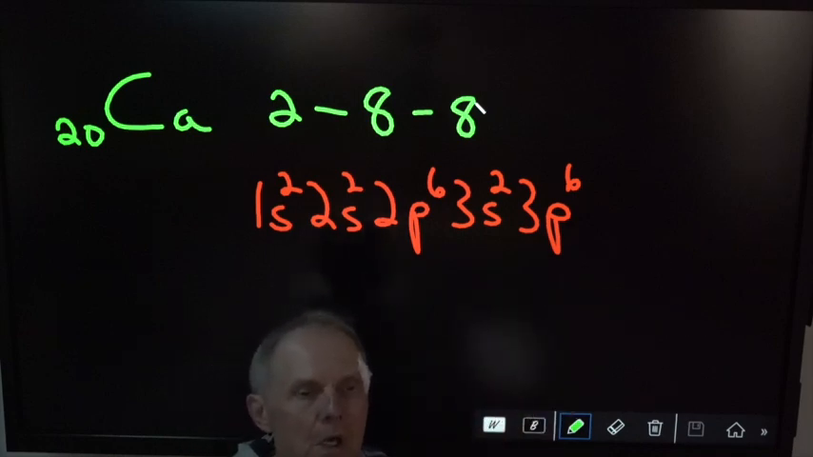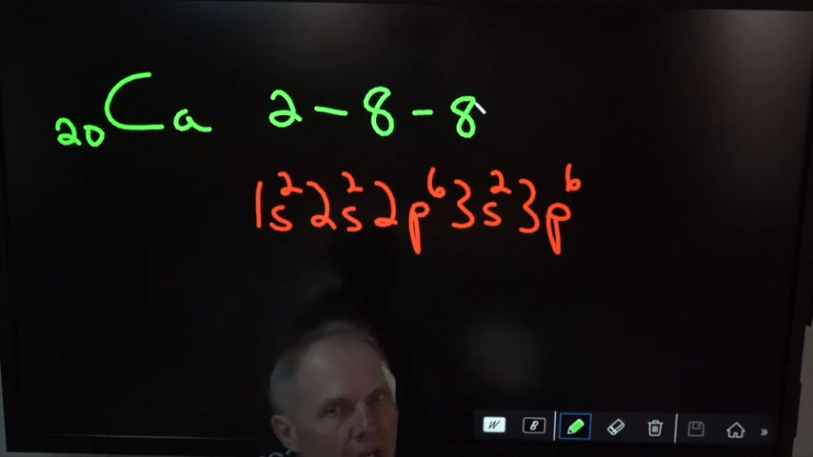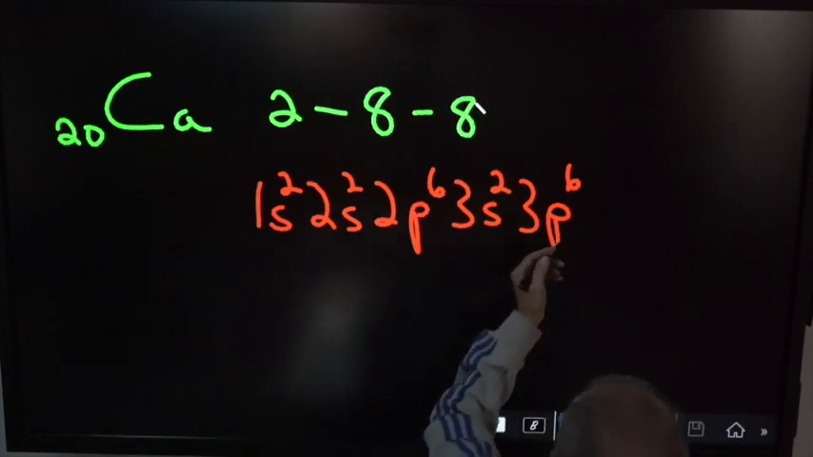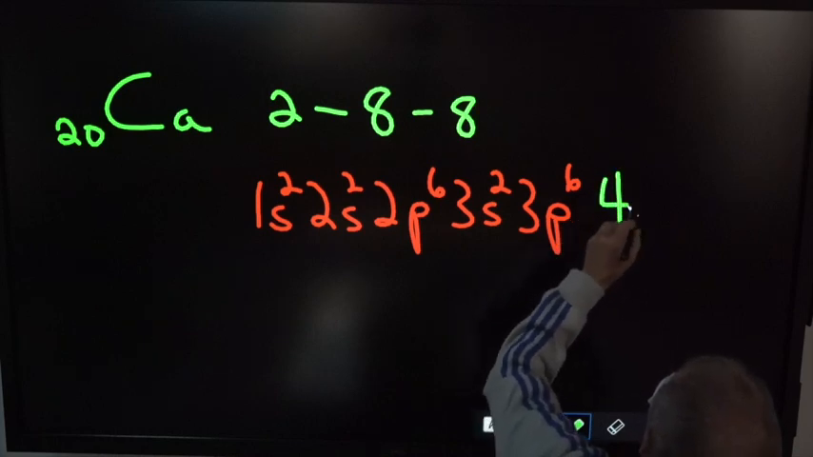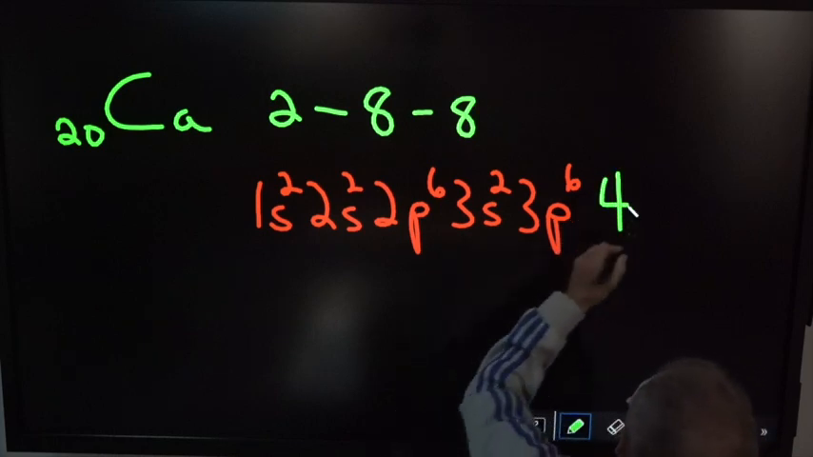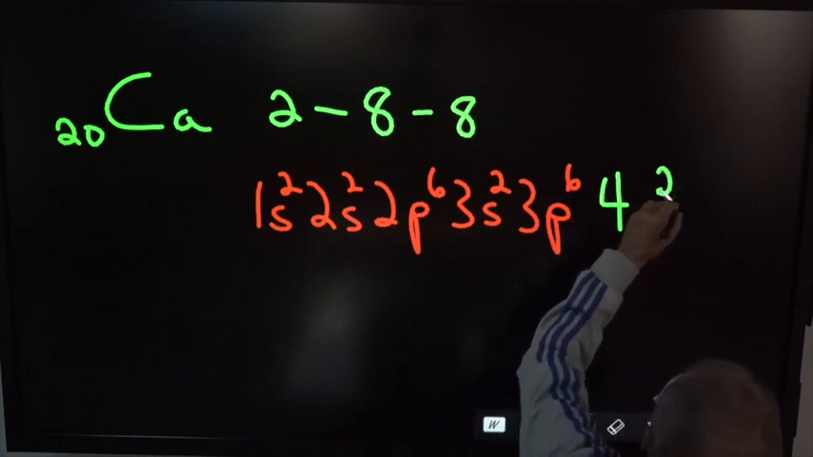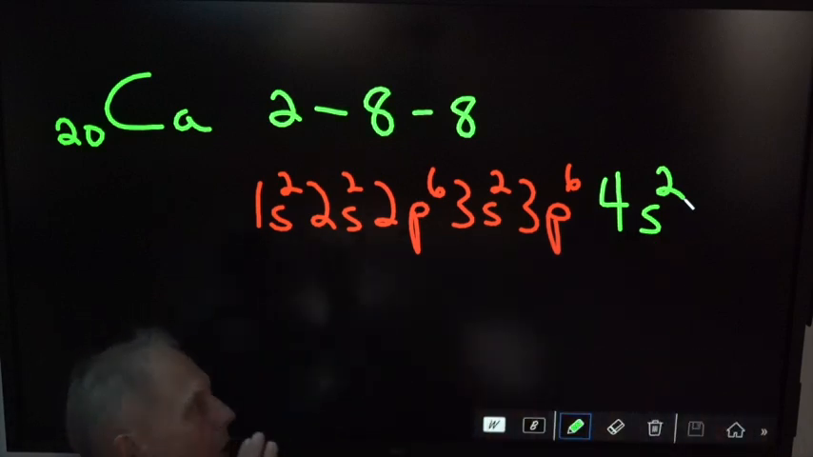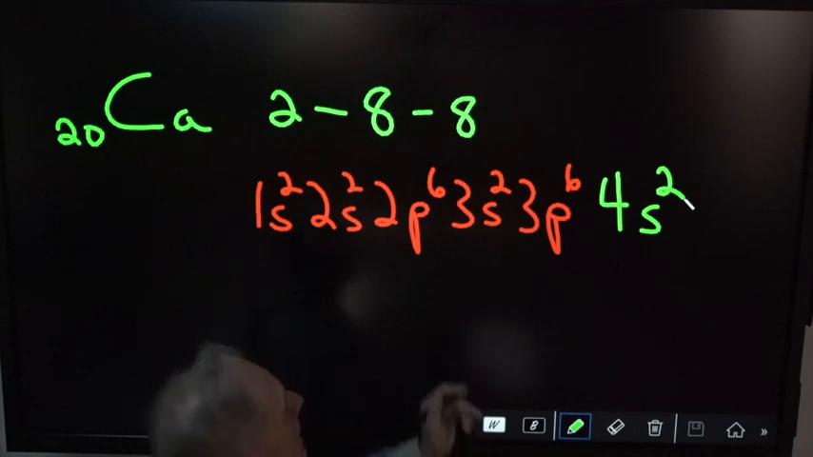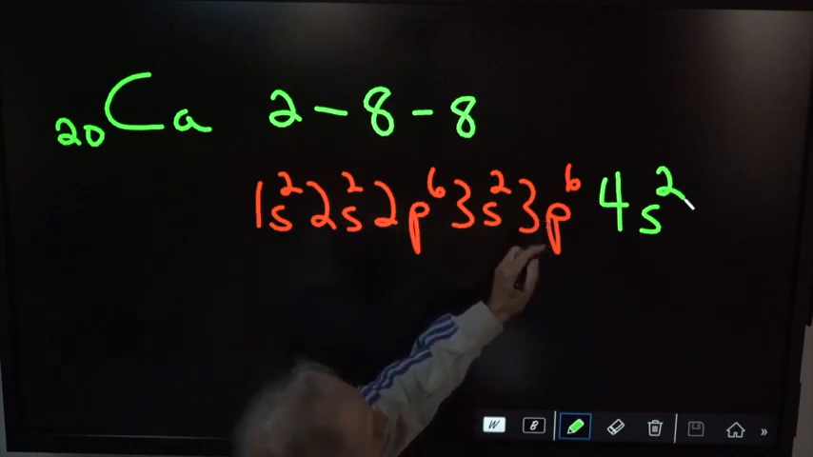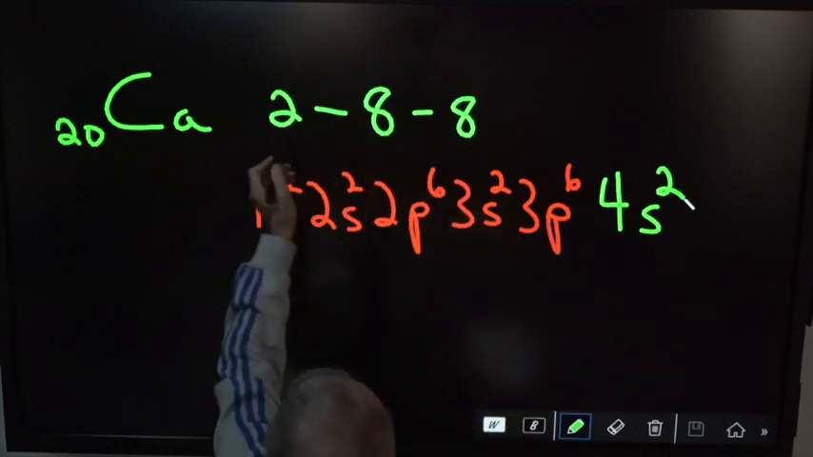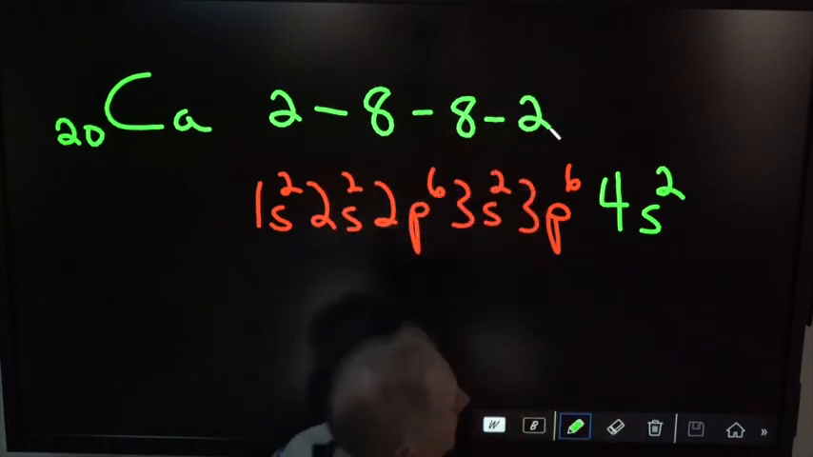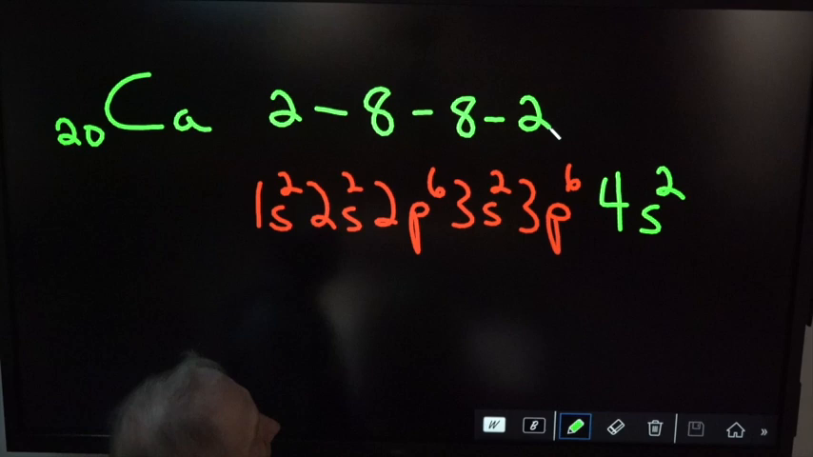So what do I do? I got to jump to the next shell. So the next shell is the 4th shell. So it goes 4, and I have 2 more electrons to put in there, s2. So I got past my rule. Because I have 8 in the outside shell, I jump to the next shell. So this would be 2, 8, 8, 2. And that's exactly what's underneath calcium.